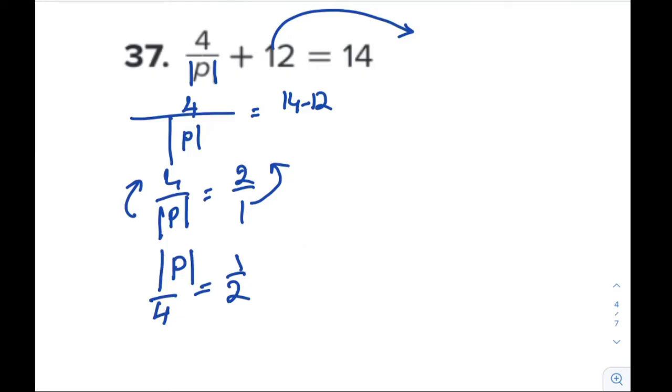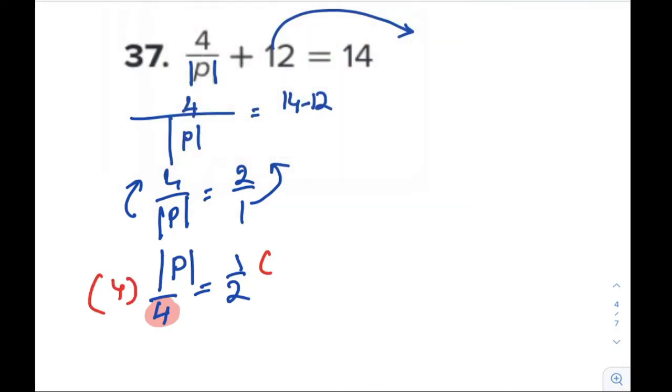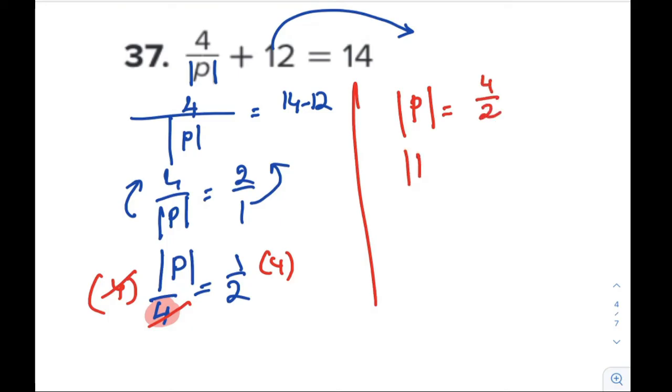Remember, 2 is the same as 2 over 1. And now it's easy to get rid of the 4. We need the variable alone. We can see that the absolute value of the variable is divided by 4, and we can solve by multiplying by 4 on both sides. Let's use another color. We will multiply by 4 on both sides to get rid of the 4. And now we have the absolute value of p is equal to 4 over 2, which is 2. Now we can decide, shall we continue or stop? This is a positive number.